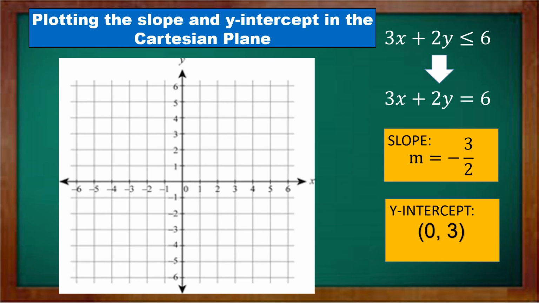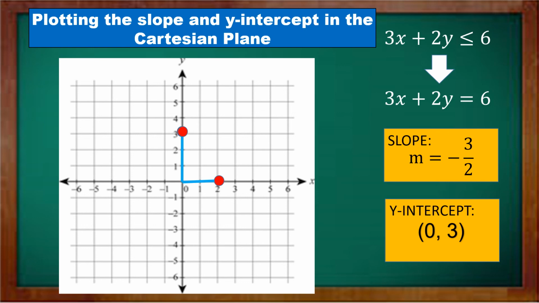First, let us plot the slope by using its basic concept, which is rise over run. We have 3 units rise, which is here, and 2 units run, which is here also. After that, we also plot the y-intercept, which is here. They have the same location as the slope that we have, which is 3 units from the origin.